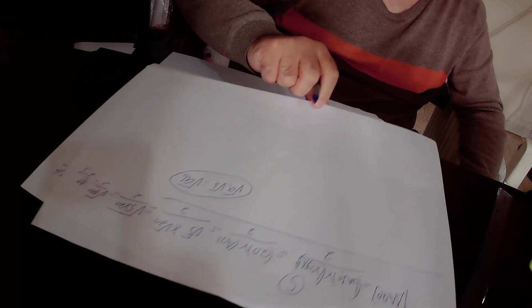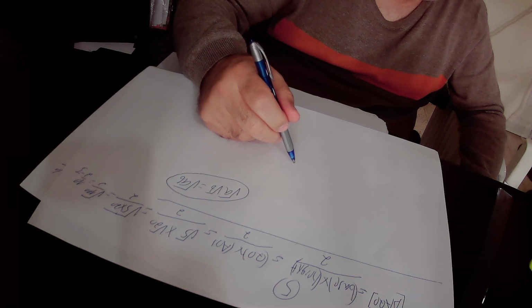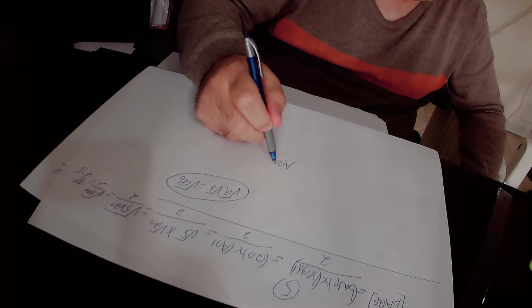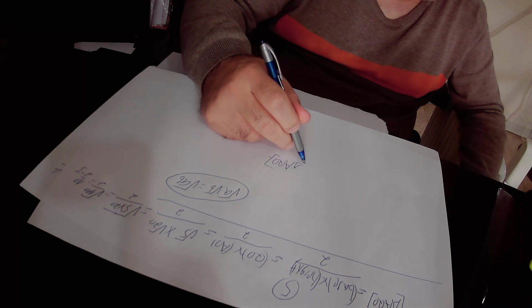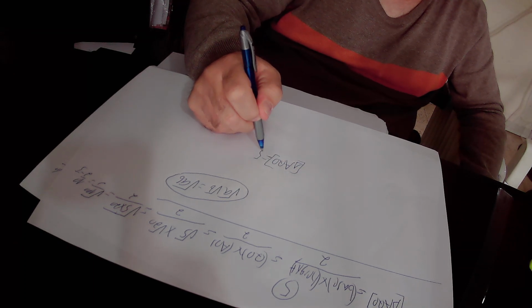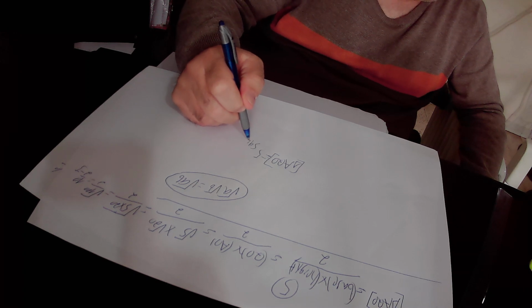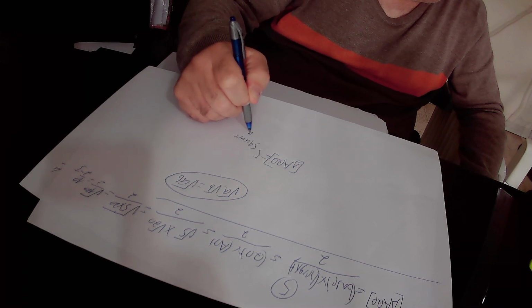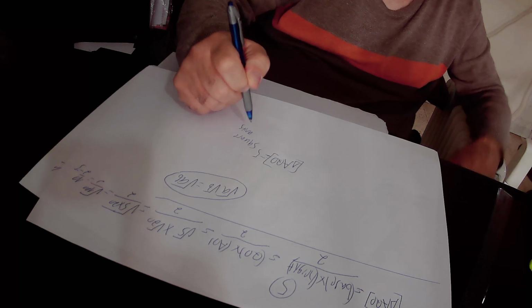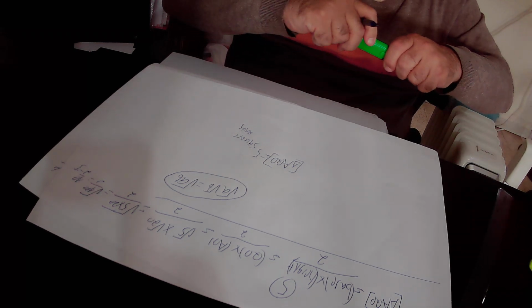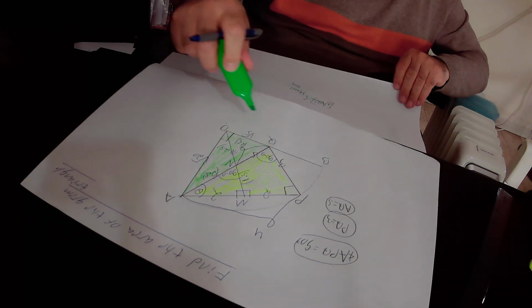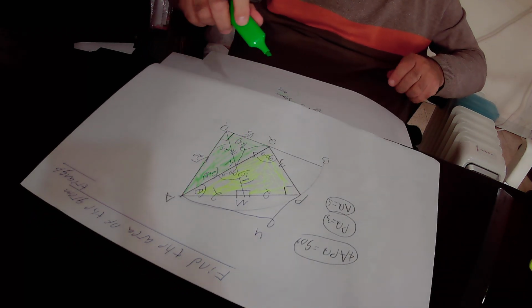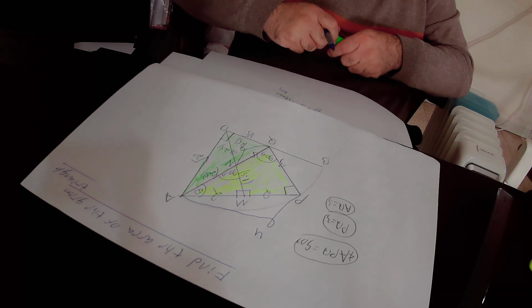So finally we found that the area of the green right triangle AQO is equal to 5 square units. Repeat again. The area of this green right triangle AQO equals 5 square units. In the next step I will summarize the lecture.